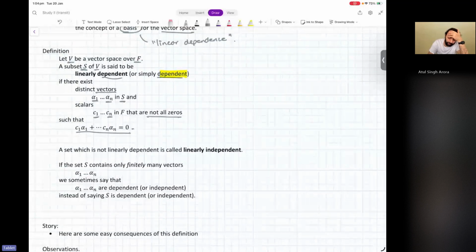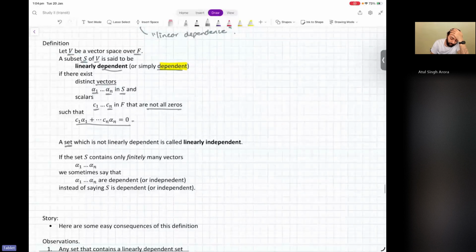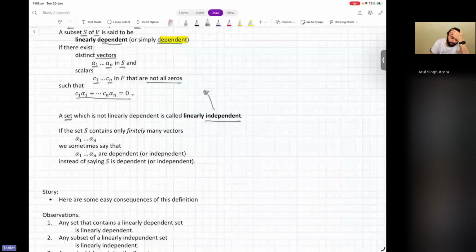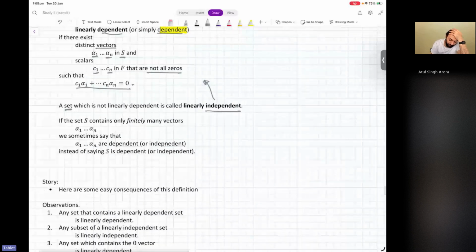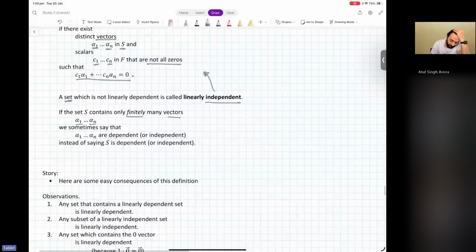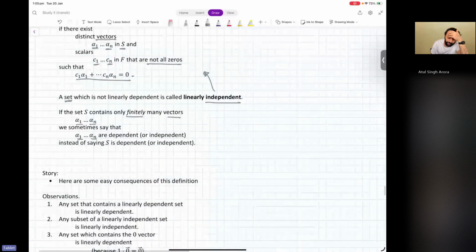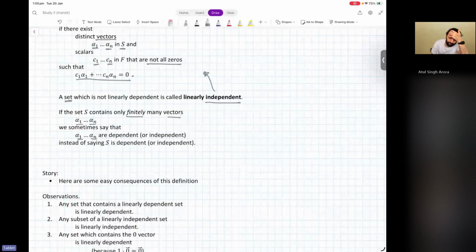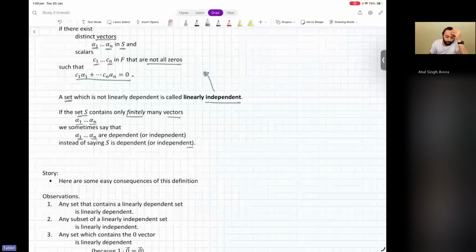Then we would say that the set itself is linearly dependent, and we say a set is linearly independent when the previous property is not true: you cannot find any linear combination that would make it disappear unless all the c's are 0. If the set contains only finitely many vectors, alpha 1 to alpha n, we sometimes say that alpha 1 to alpha n are independent or dependent instead of talking about the set.